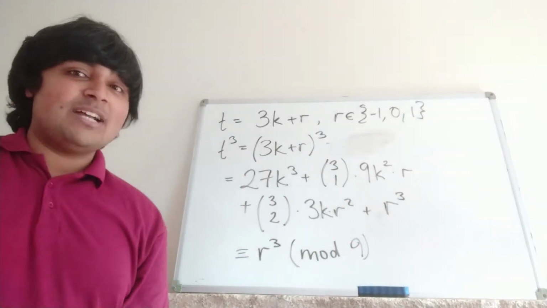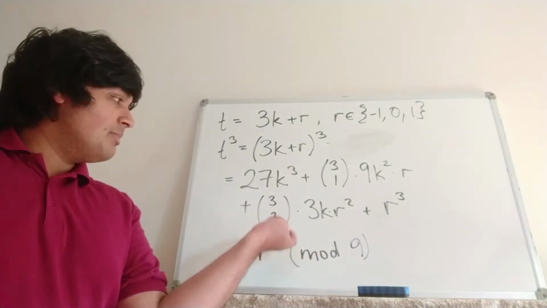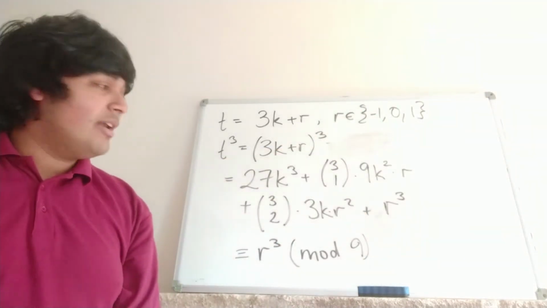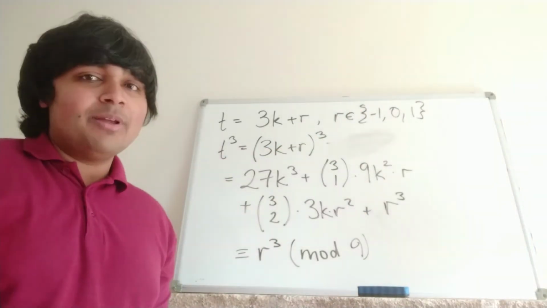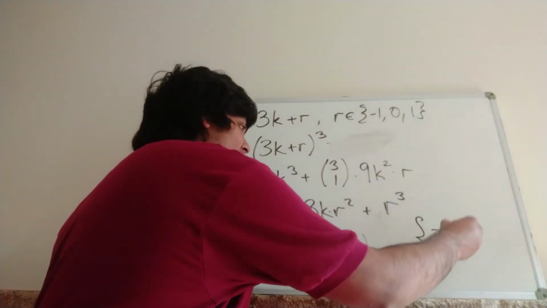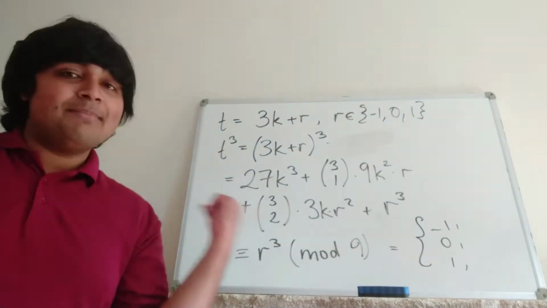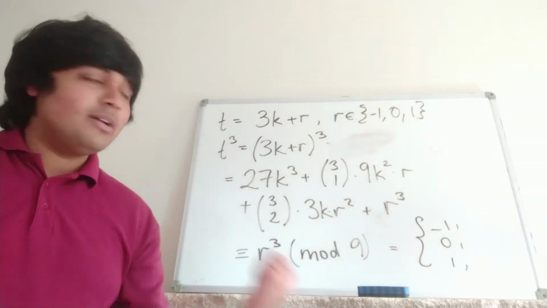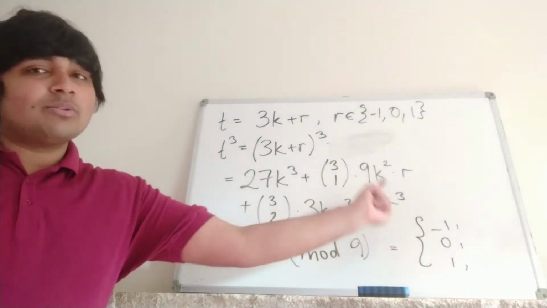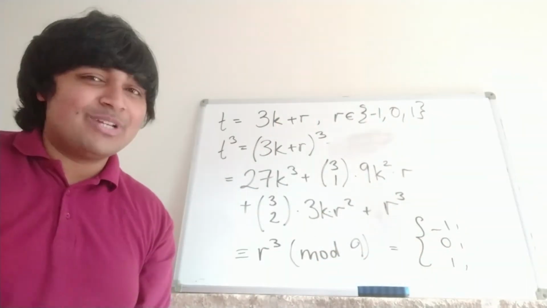That basically tells us that any cube number is congruent to the remainder term cubed mod 9. But remember, what is r? It's either -1, 0, or 1. So any cube number is either equal to -1, 0, or 1, depending on what r started off to be. In particular, that tells us that any cube number, when you look at it mod 9, must be either -1, 0, or 1. So let's remember that. Let me clear up the whiteboard and we'll continue.